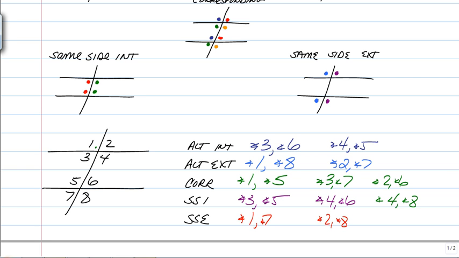All right, your other alternate interior should have been 4 and 5. Alternate exterior should have been 2 and 7. Corresponding should be 3 and 7, 2 and 6, and 4 and 8. Same side interior should be 4 and 6. And same side exterior should be 2 and 8. Those would be all of the correct answers. So if you got those, you are good to go.